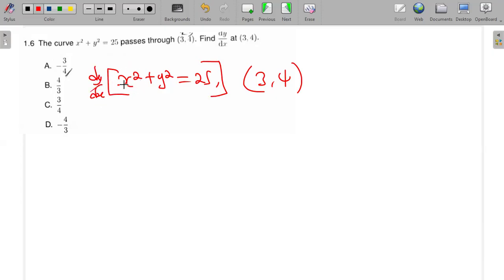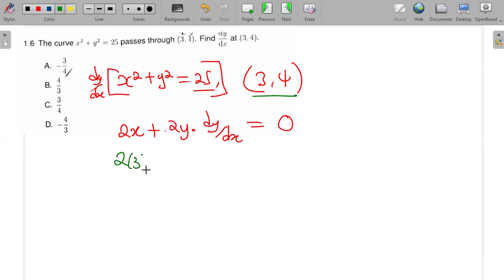So if I differentiate this with respect to x, I just get 2x plus, differentiate this y with respect to x, I differentiate in the normal way. So I get 2y, but because it's y, I have to multiply by dy/dx, which equals the derivative of 25, which is 0. So now at this point, wherever there's x, I put 3, and where there's y, I put 4: 2(3) + 2(4) dy/dx = 0.